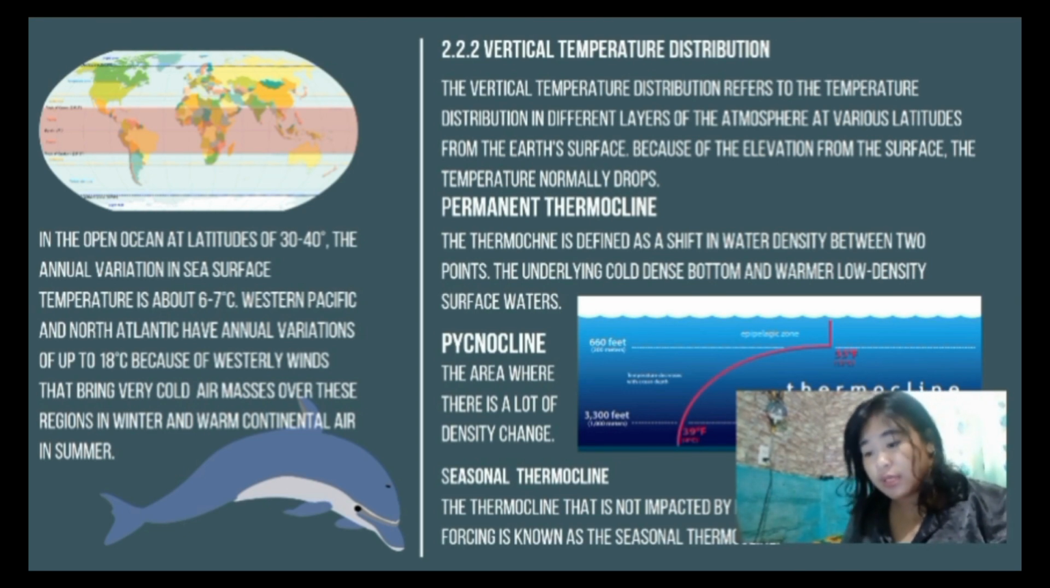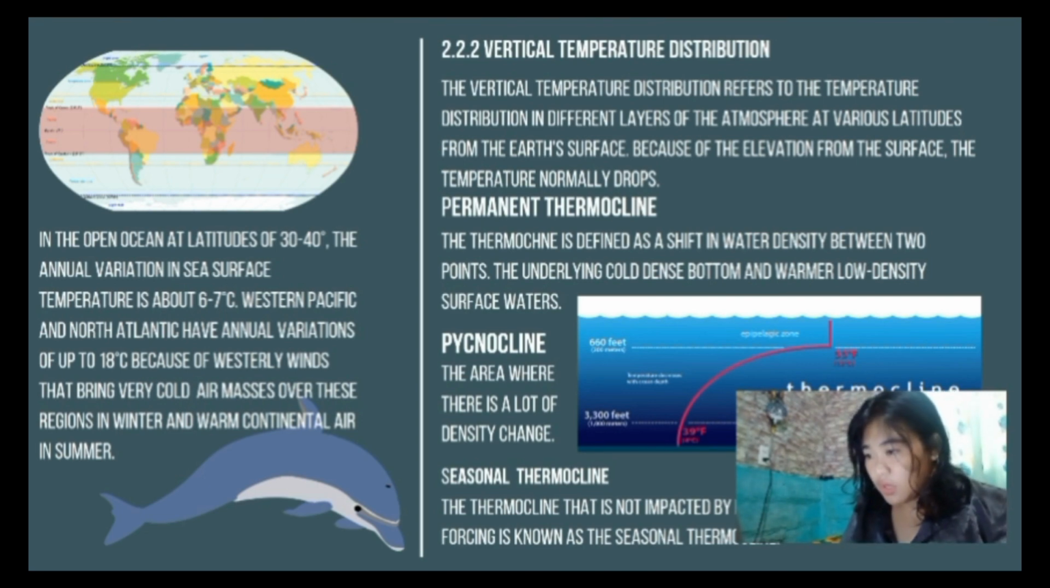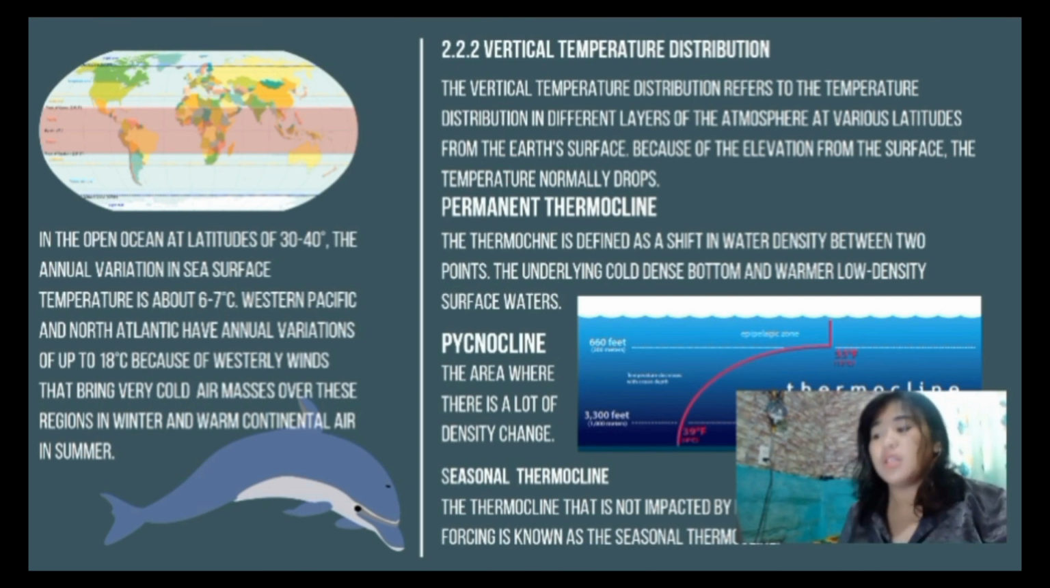There is also the seasonal thermocline, which is the thermocline that is not impacted by diurnal fluctuations in surface forcing. The layer of the water in which the permanent thermocline sits is the point where the temperature gradient is steepest. The temperature difference across this layer could be as much as 20 degrees Celsius, and the thermocline is defined as the shift in the water density between the 2 points.